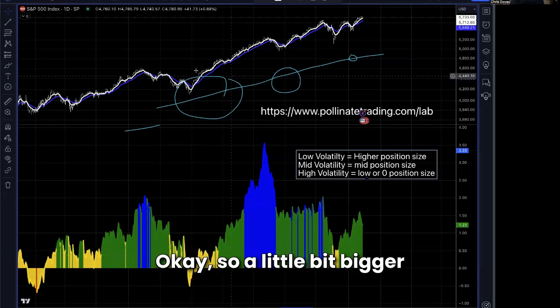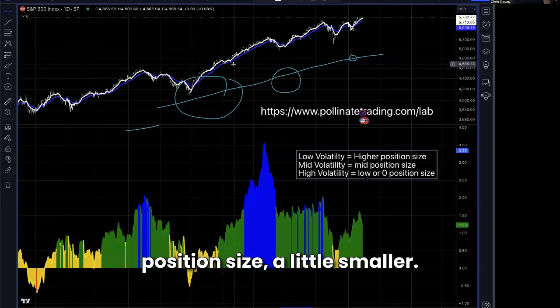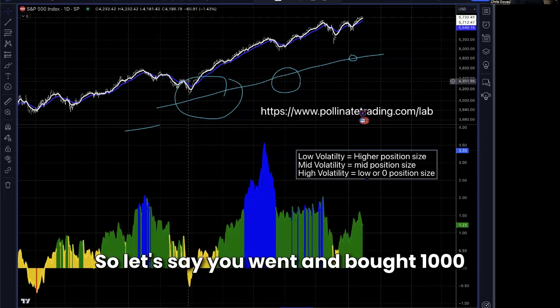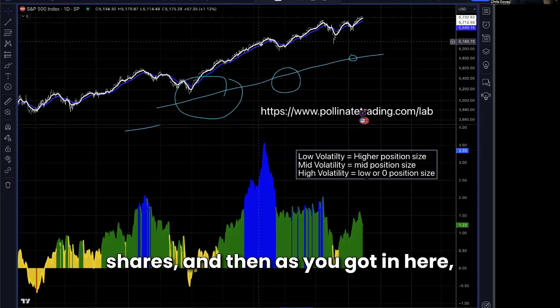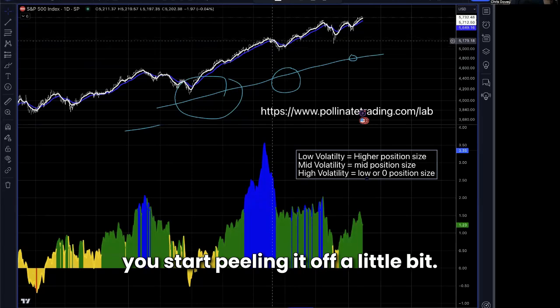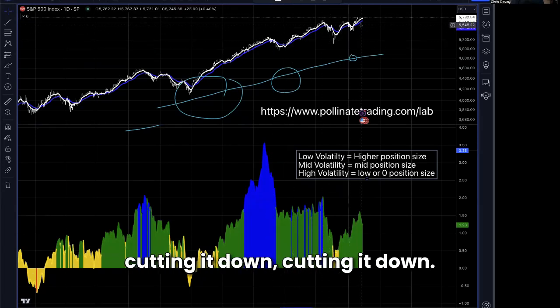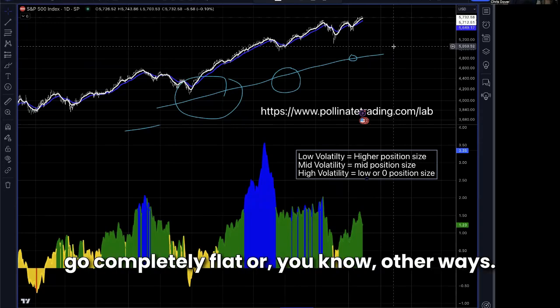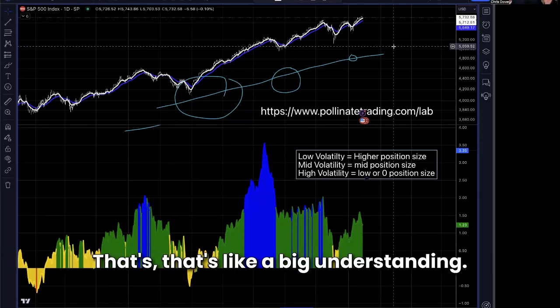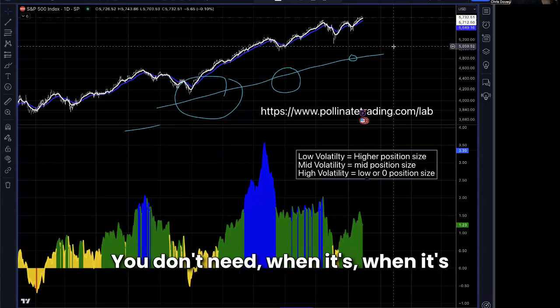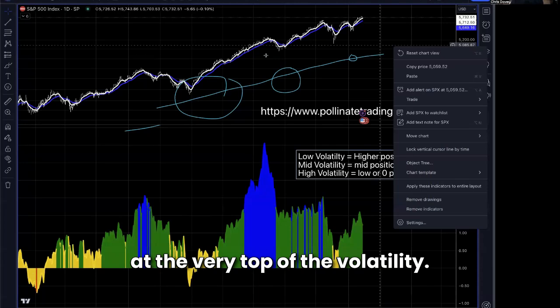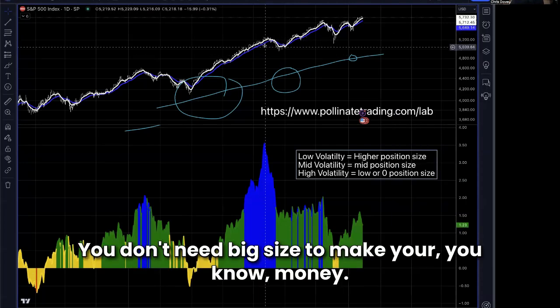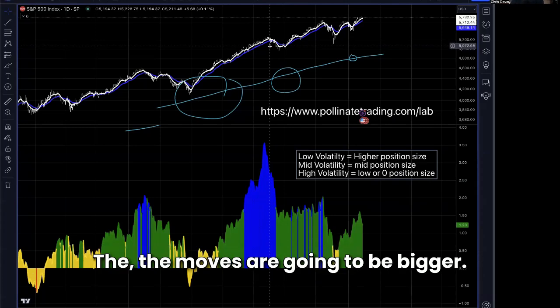Okay. So a little bit bigger position size, a little smaller, so let's say you went and bought 1,000 shares. And then as you got in here, you start peeling it off a little bit, cutting it down, cutting it down, to where you might even go completely flat or other ways. That's like a big understanding. When it's at the very top of the volatility, you don't need big size to make your money. The moves are going to be bigger.